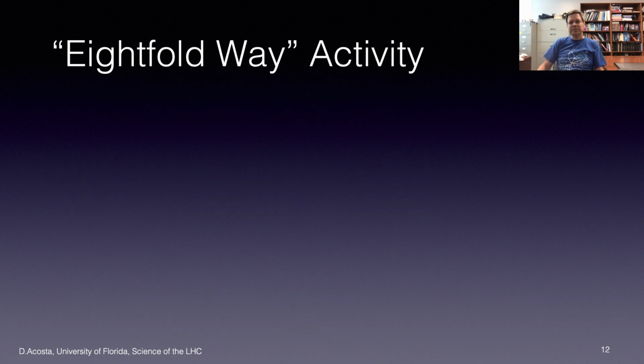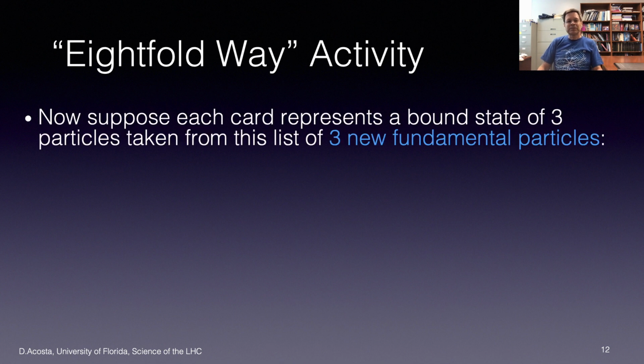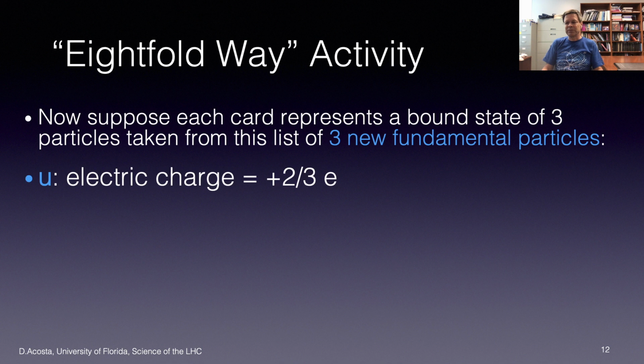So that was known as the eightfold way. And let's suppose now that each of those cards that I just showed you are represented by a bound state of 3 particles. So I have to take 3 particles to form one of the cards. And we can take these 3 from a list also of 3 new fundamental particles. So what are these new fundamental particles?